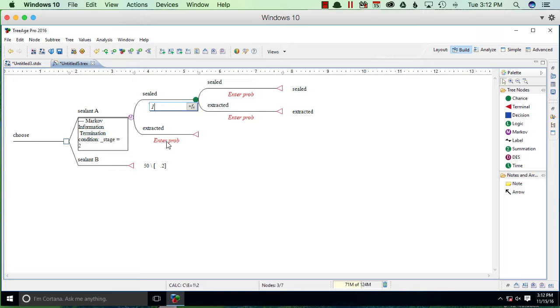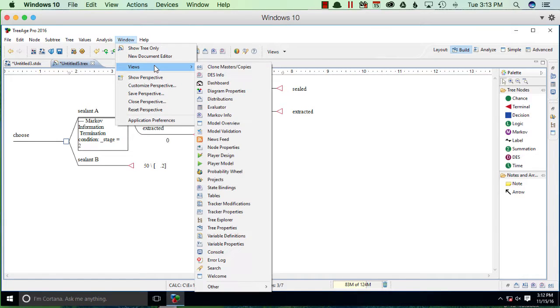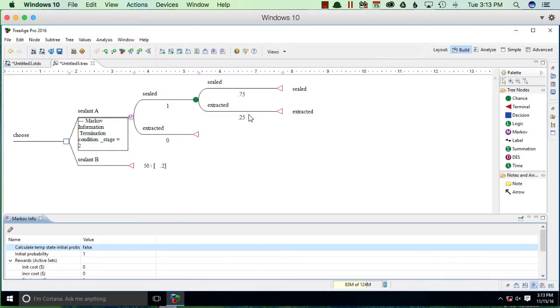So now each year, remember each year, each stage of the Markov model, each stage of the loop structure, sealant A could either stay sealed or the tooth could become extracted. If it's extracted, you're done. If it stays sealed, then the next stage, there's a 75% chance that it loops back into sealed, 25% that it moves into extracted. And I'm just going to go to the Markov info for the sealant A here.